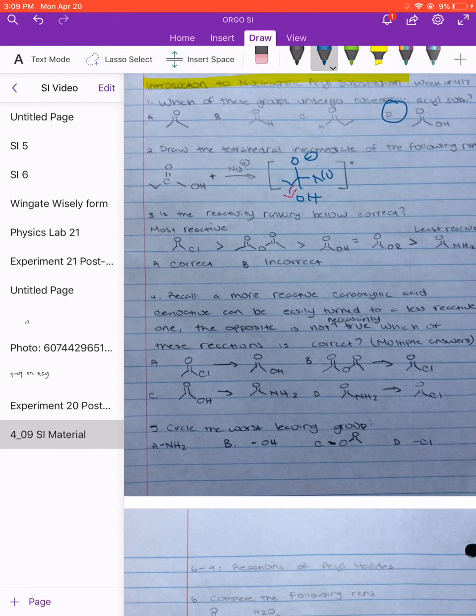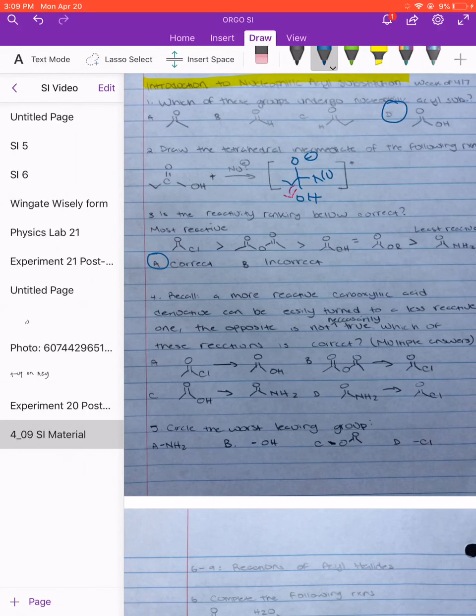Question number 3. Is the reactivity ranking below correct? So you have most reactive acid chloride, followed by anhydride, followed by carboxylic acid, ester, and then finally an amide. So this is correct. And amides are the least reactive, and then acid chlorides are the most reactive.